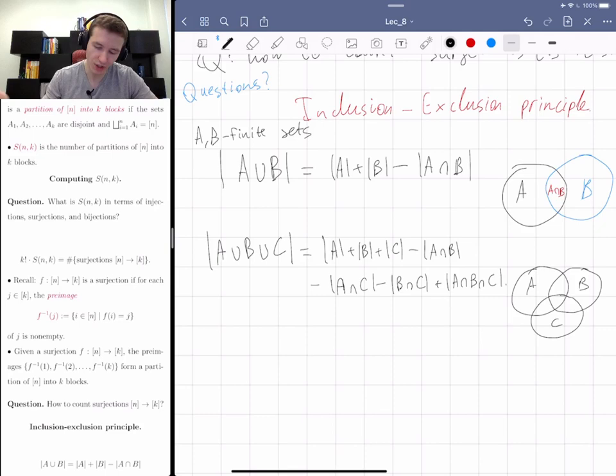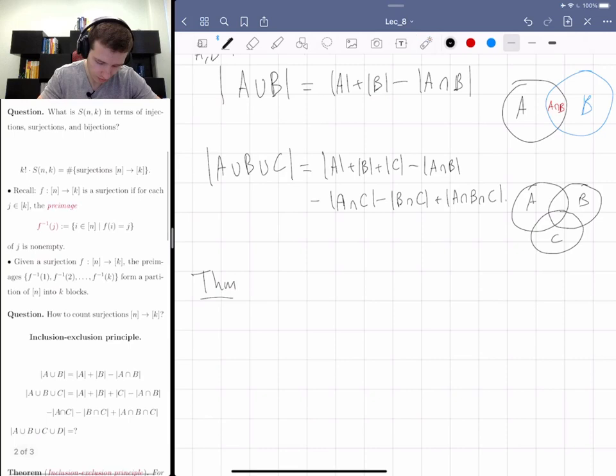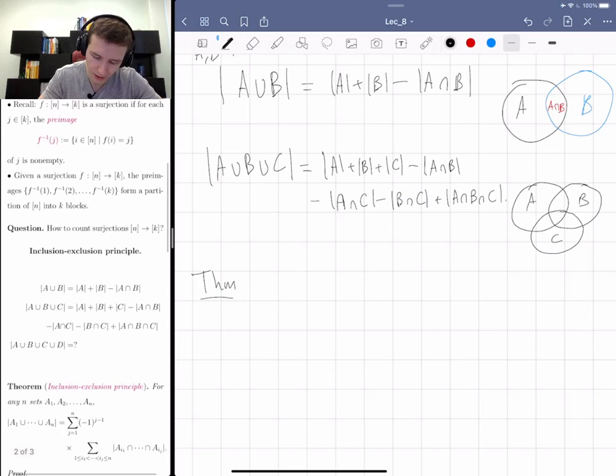The question is, how do you do this in general? You want to generalize this idea of taking alternating sums. It's pretty much a direct generalization. So I can just write down the theorem, which is over here. So theorem, the inclusion-exclusion principle.